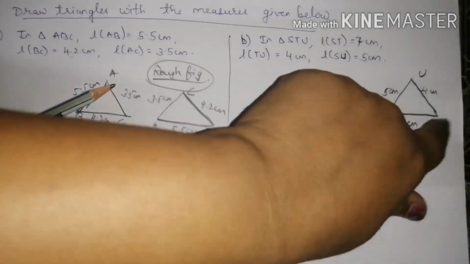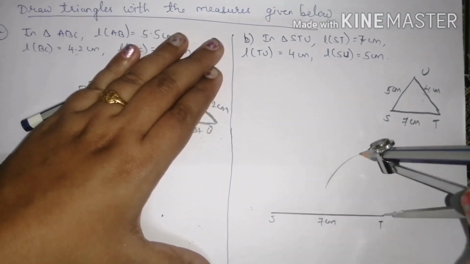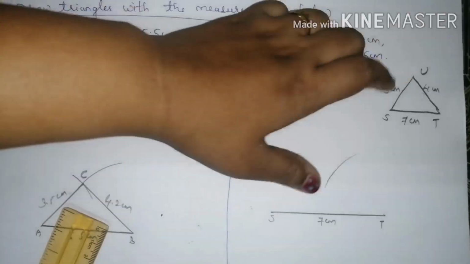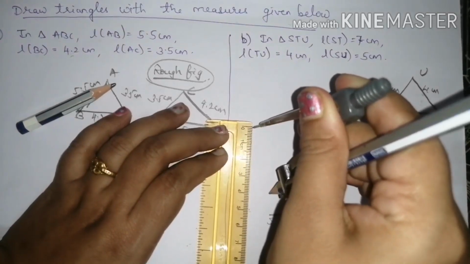Keep your pointer on T. Make an arc like this. Now from S to U, how much is SU? 5 centimeter. Take again that in compass, 5 centimeter.